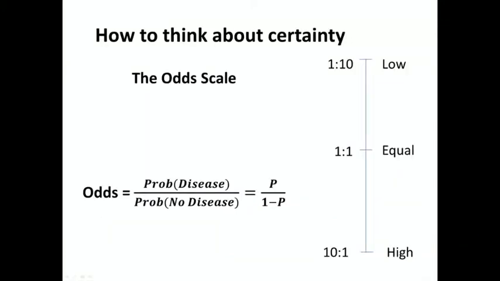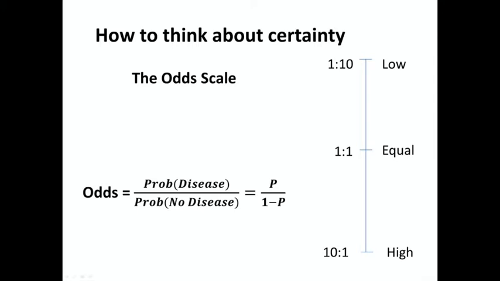So let's think a little more closely about how to think about certainty. And I'm going to use the odds scale here, not because I particularly like it. It's related to probability, but it makes some of the math we're going to talk about a lot easier. So the odds is the probability that somebody has disease over the probability that they don't have disease. And so we look at the scale over there. If you were completely uncertain about whether somebody had disease or not, you would be looking at odds of 1 to 1. So it would be like a coin flip. It would be equally probable that they have disease or not disease.